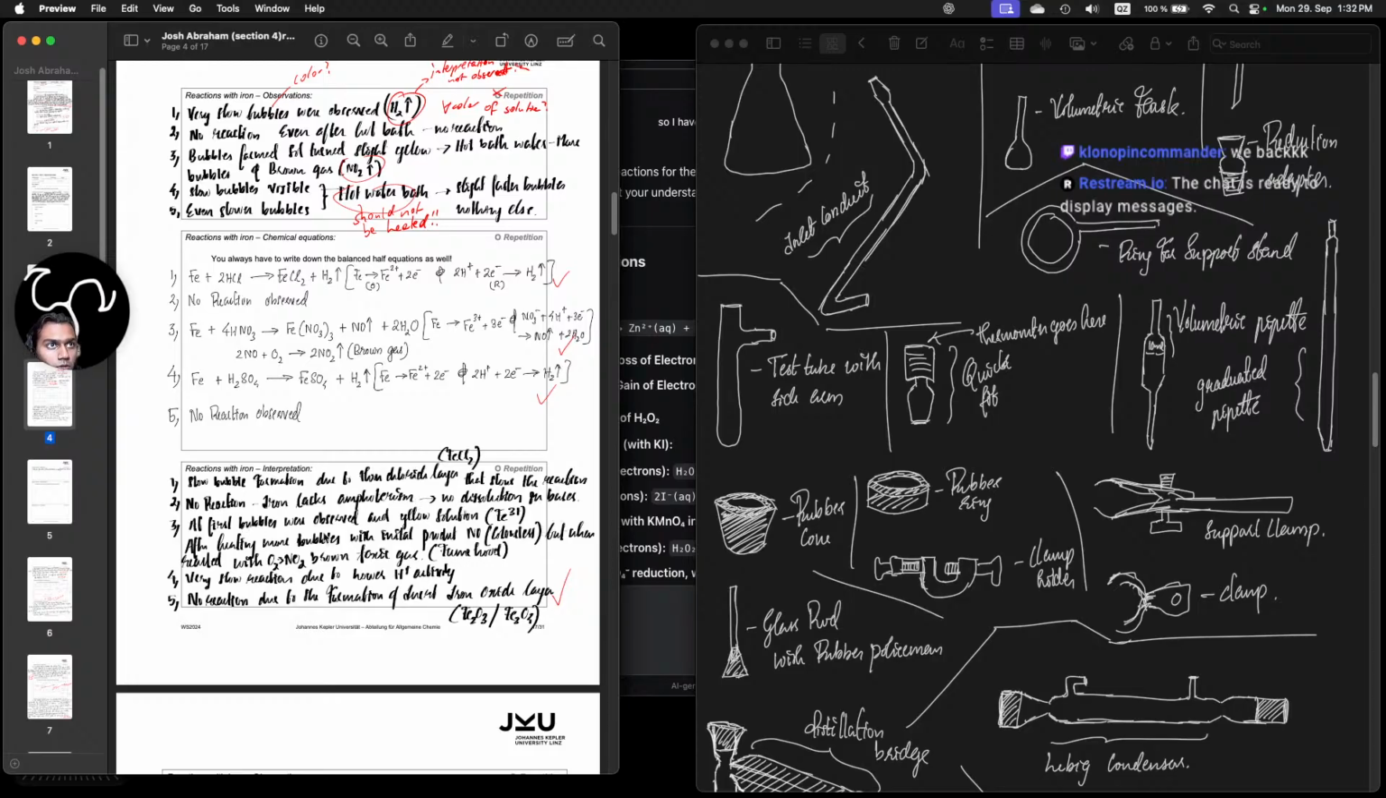At first, bubbles were observed and a yellow solution. After heating, more bubbles, with the initial product NO, but when reacted with O2 it forms NO2, a brown toxic gas, so it should all be done in the fume hood. Very slow reaction due to lower H+ activity. No reaction due to formation of an inert iron oxide layer.